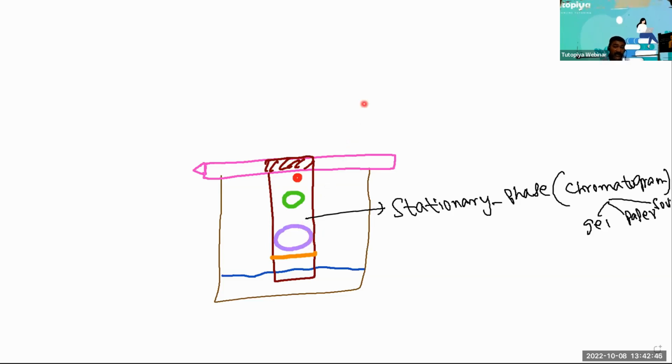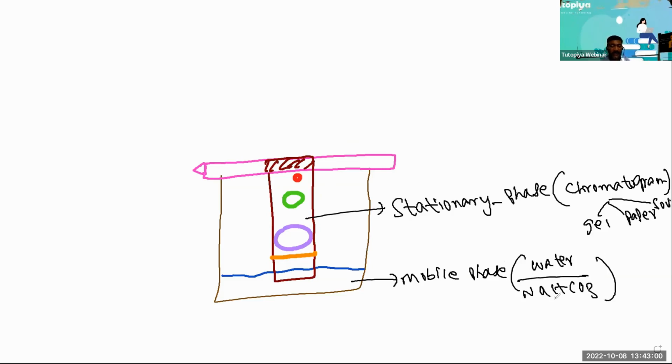And the second one is the mobile phase. Mobile meaning which is moving. Here the water is moving. It's called the mobile phase. It could be water, or sometimes they commonly take sodium hydrogen carbonate, which is also called baking soda. Take a pinch of baking soda, mix it in water, and that's your baking soda solution. Add it into this. Even that runs through the paper.